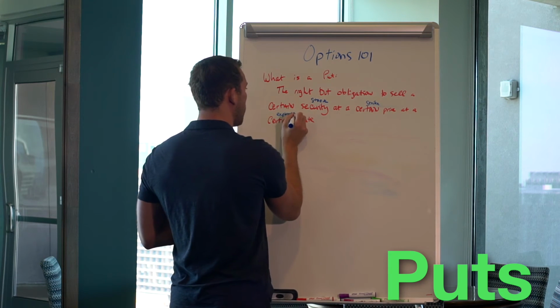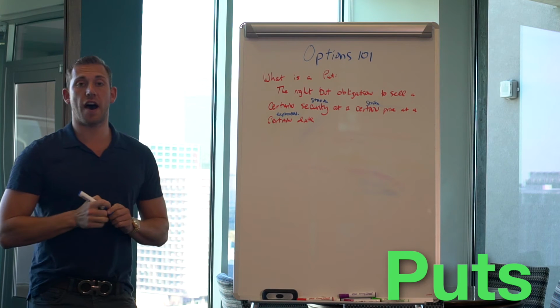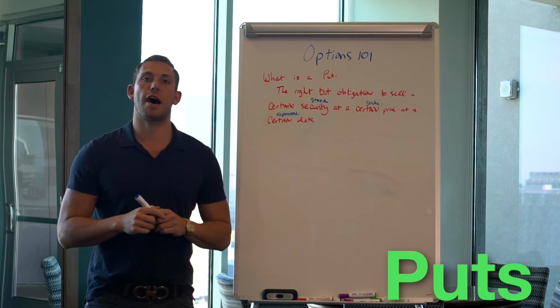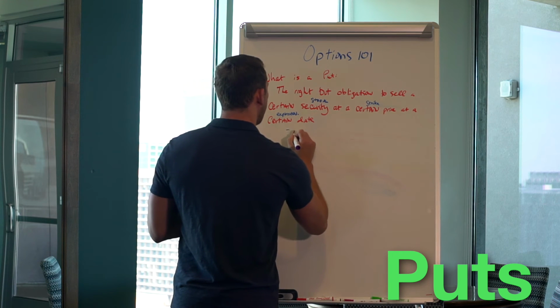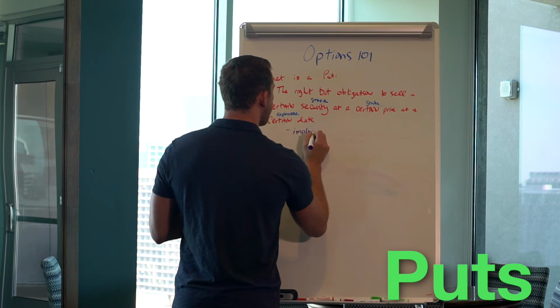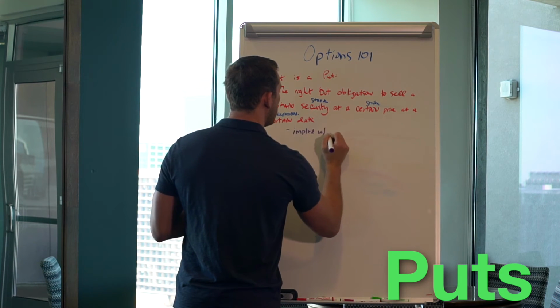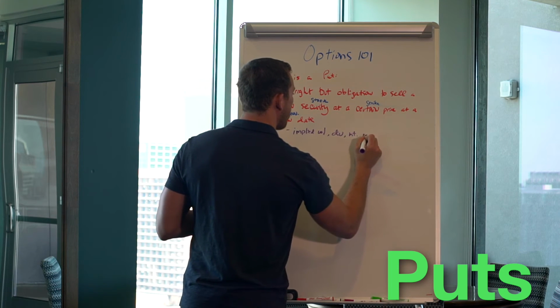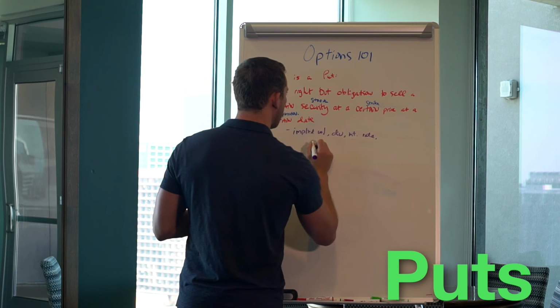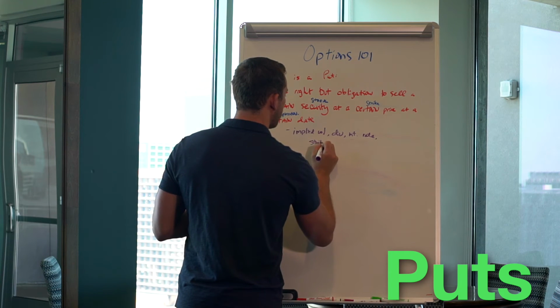If you guys have been watching this video, you know the 5 components that determine option pricing. Those are implied volatility, dividends, interest rate, strike, and expiration.